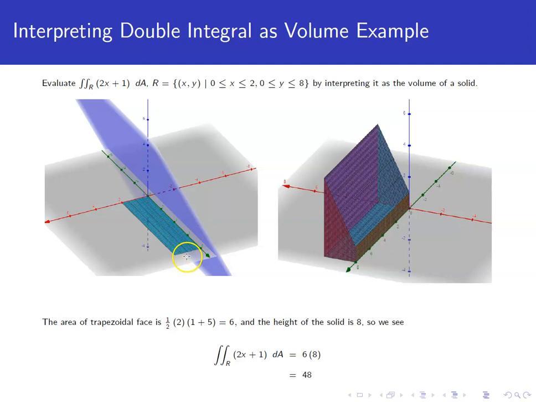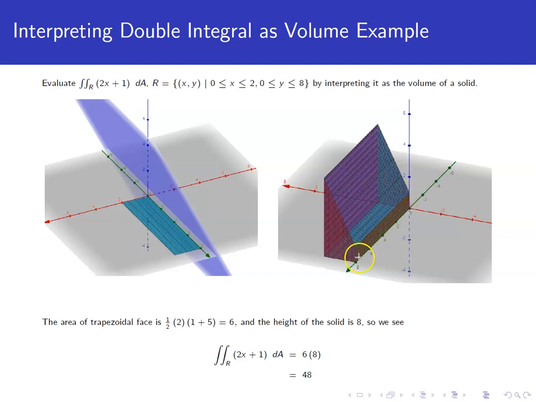So down here we've got a graph of the rectangle that we're integrating over. And here I've got my function, the plane z equals 2x plus 1. All right, so in the second picture here, I'm making the volume, or a solid that we're going to calculate the volume of. So this slanted face here is the plane z equals 2x plus 1.